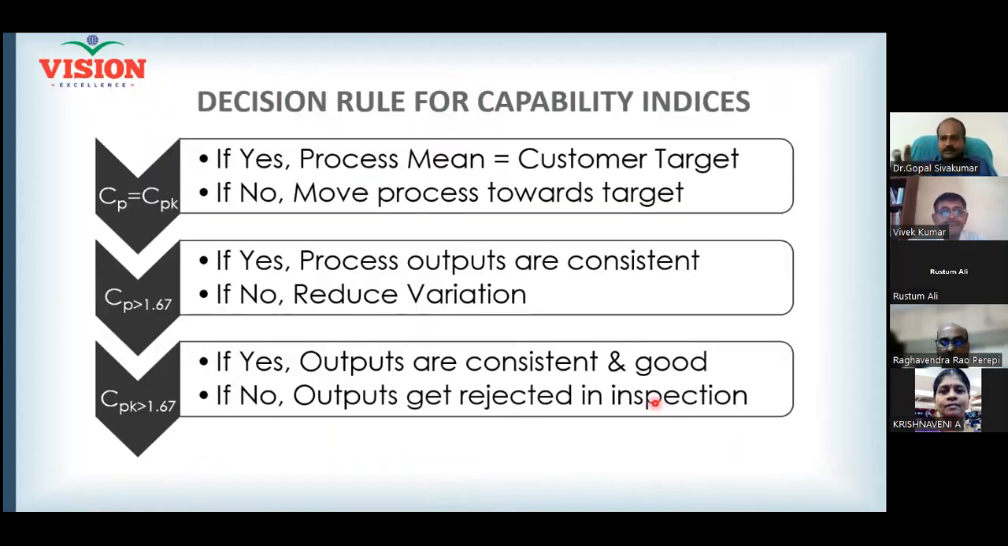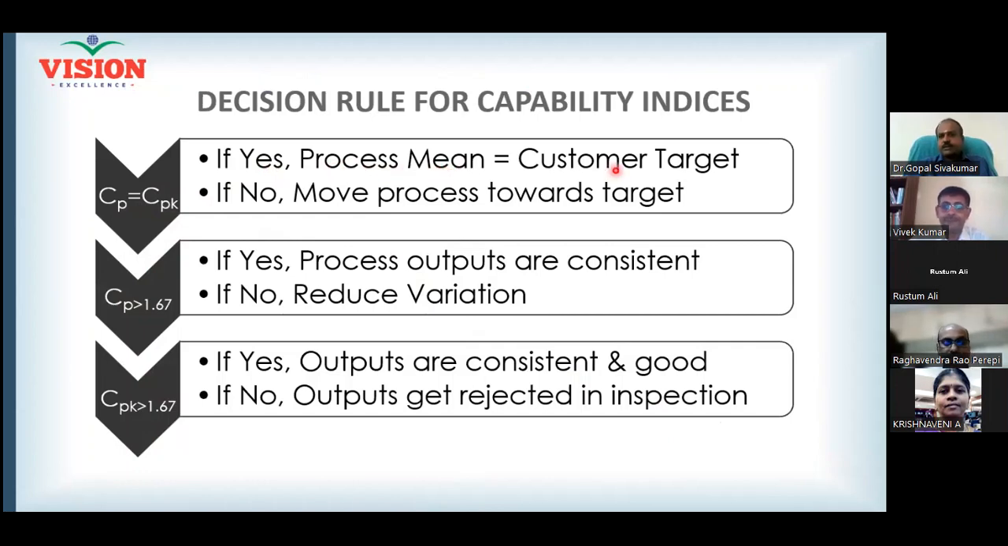So the ideal condition, the required condition is CP must be equal to CPK, and moreover CPK must be more than 1.67. If these conditions are satisfied, your process is definitely capable. If CP equal to CPK, if it is yes, what do you understand?